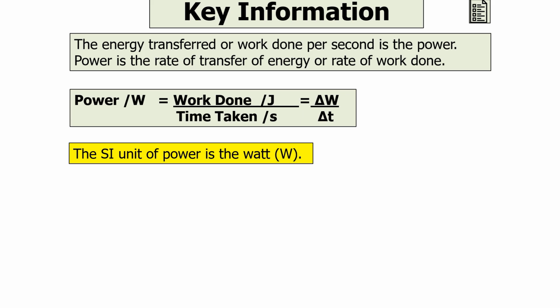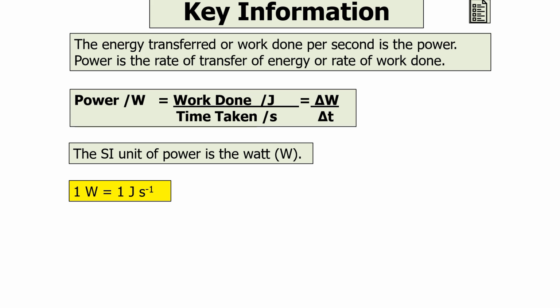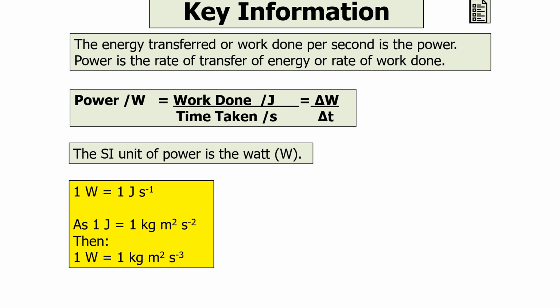Now the SI unit of power is the watt. Now we define 1 watt as 1 joule of energy transferred, or work being done, in 1 second. So we can write 1 watt is equal to 1 joule per second. Now as we know that 1 joule is equal to 1 kilogram meters squared per second squared, this therefore means that 1 watt is 1 kilogram meters squared seconds to the minus 3.